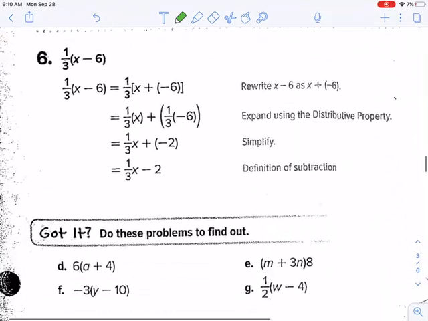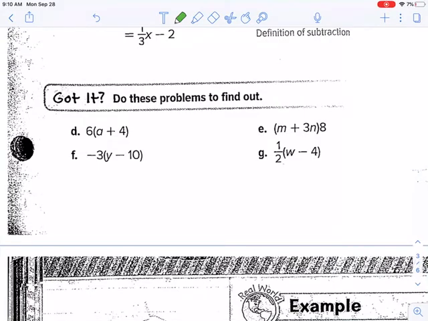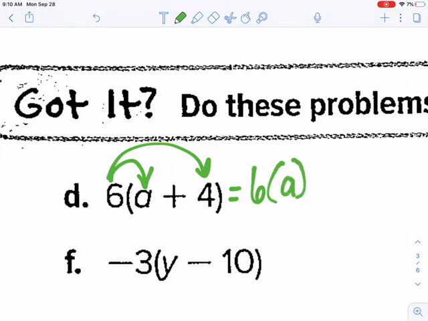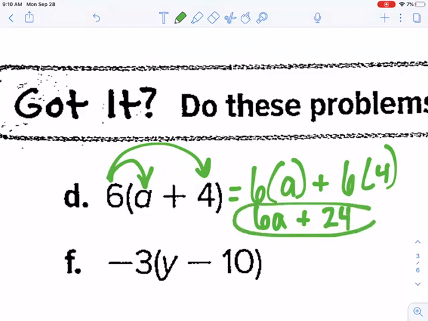Okay, next page. This now involves variables, but you're going to do the same thing. So if you look at letter D, you're going to take the 6 times everything inside. So 6 times A and 6 times 4. Now, you can do 6 times A and get 6A and 6 times 4, which is 24, but you cannot add those together, okay, because the 24 does not have an A. So you're just going to leave it as 6A plus 24.